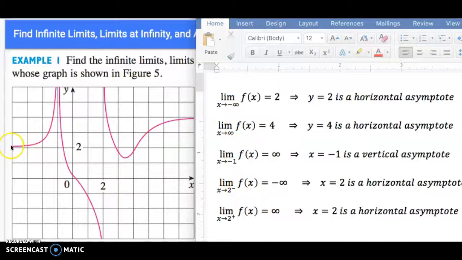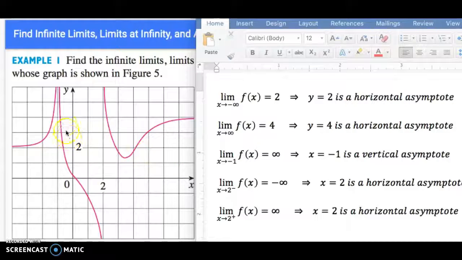If we look at the far left of the graph, we're approaching negative infinity and we got a limit of 2. So that tells us that y equals 2 is a horizontal asymptote. When we look to the far right of the graph, we're looking at positive infinity and it levels off at y equals 4. So that's the limit, and that tells us that there's a horizontal asymptote at y equals 4.